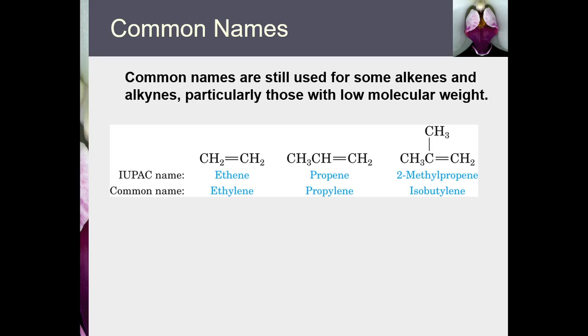So nasabi ko na din ito, yung mga common names. And yung mga common names ay ina-accept din na name for those with low molecular weight. When I say low molecular weight, ito yung meron lang 1, 2, this one is 3, this is 4. So 2, 3, 4 carbons lang yung may common name. Yung karamihan ng may common name is yung mababa lang yung mass.